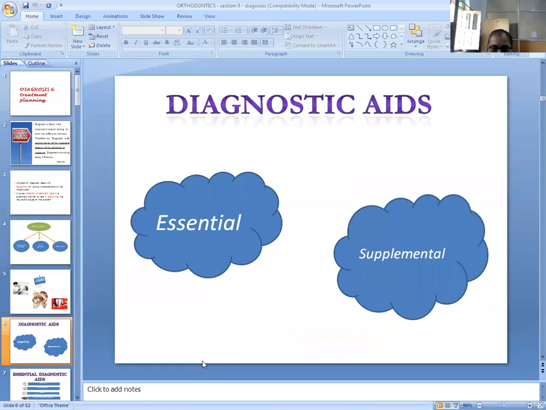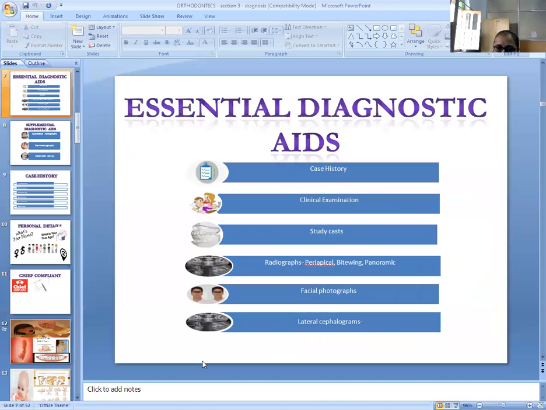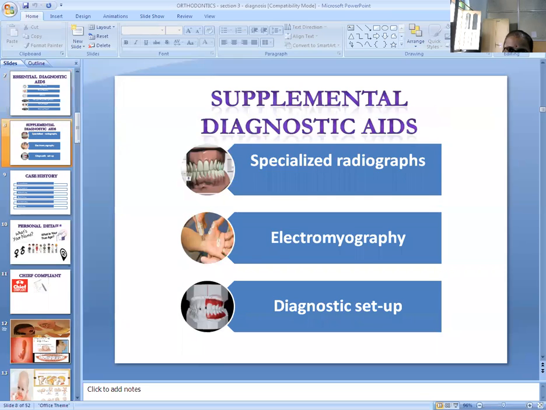In orthodontic diagnosis, there are two types of diagnostic aids, essential and supplemental. Essential diagnostic aids are case history, clinical examination, study cast, radiographs, facial photographs, and lateral cephalography. Supplemental diagnostic aids are specialized radiographs, electromyograms, and diagnostic setup. So we'll see this in detail further.